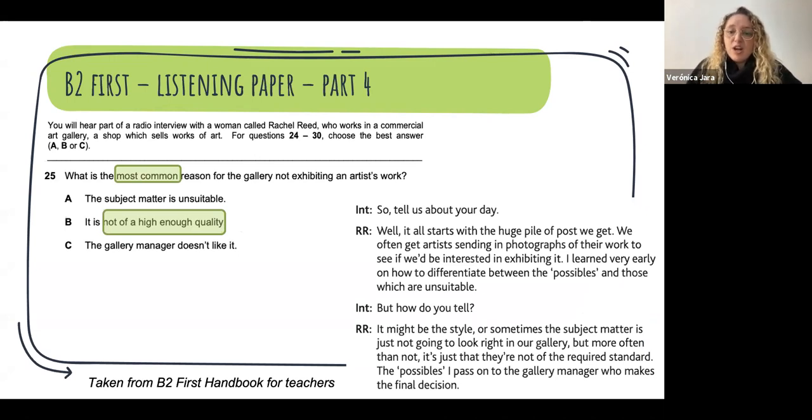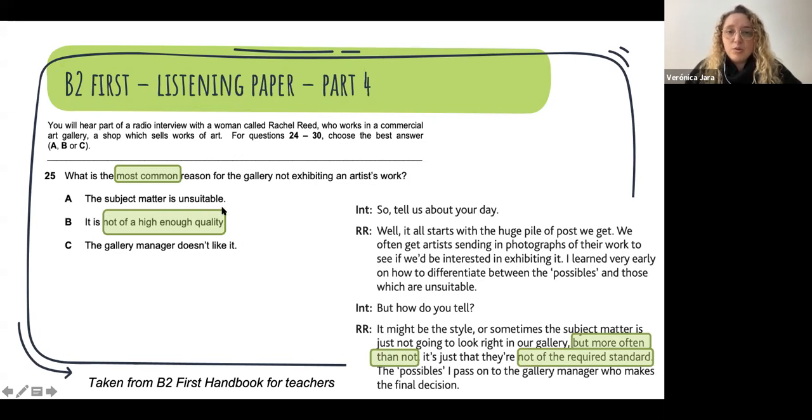So I would ask my students, what is the evidence for this? Why is B the correct one? Not of a high enough quality. And I would ask them to underline, and I would expect them to underline this: more often than not of the required standards. So here you have the paraphrase and the evidence. And I would then go one step further and say, let's look at letter A.